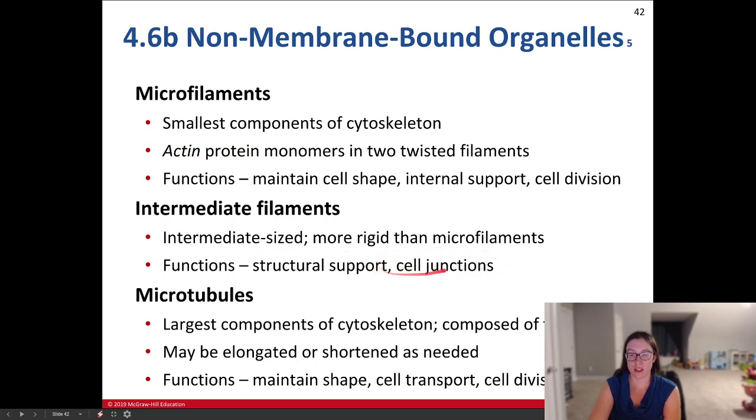Intermediate sized filaments are a little bit bigger and more rigid than microfilaments. They help with cell-to-cell junctions and cell support, and different types of cells are going to have intermediate filaments that are slightly different, made of different things. Microtubules are the largest, and they're composed of something called tubulin. And so it kind of looks a little bit like these long straws, and they can be made longer or shorter as needed. This is important for maintaining shape, transporting things within the cell, as well as cell division.